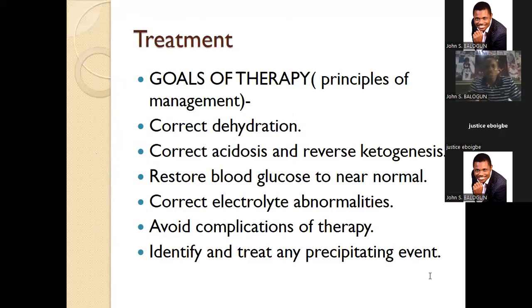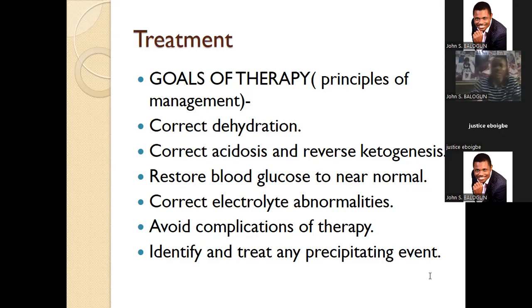So let's talk about the treatment. Now, what is the goal of therapy? There are principles that you follow, about 5 or 6 principles. One is to correct dehydration. Two, correct acidosis and reverse ketogenesis. Three, restore blood glucose to near normal. Four, correct electrolyte imbalance. Five, avoid complications of therapy, one of which is cerebral edema. Then finally, identify and treat any precipitating event. That is, you treat any infection or whatever has led to the illness.